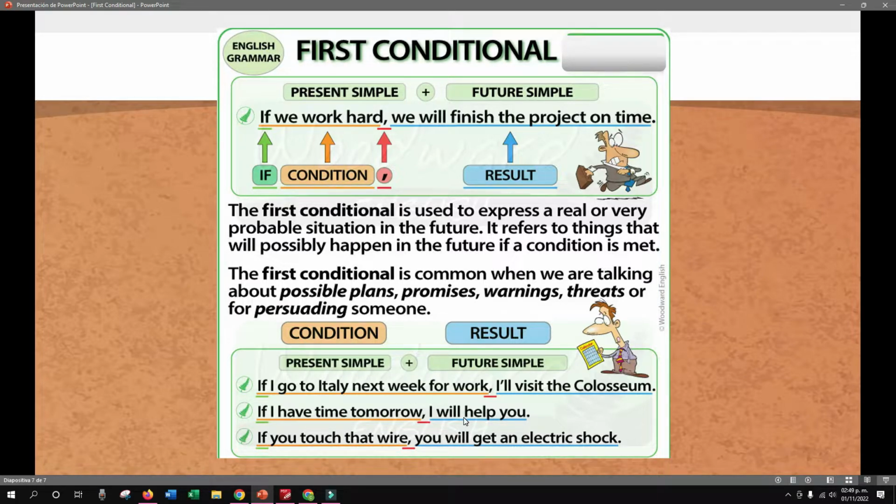What happens if we want to change this? Si nosotros queremos cambiar, por ejemplo, la segunda oración, ¿cómo nos quedaría? Primero el resultado, luego la condición. So, I will help you if I have time tomorrow. ¿Sin necesidad de qué? De la coma. Si queremos cambiar la número uno, I'll visit the Colosseum if I go to Italy next week for work.